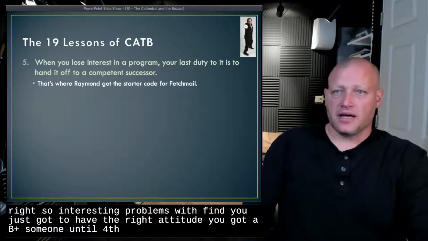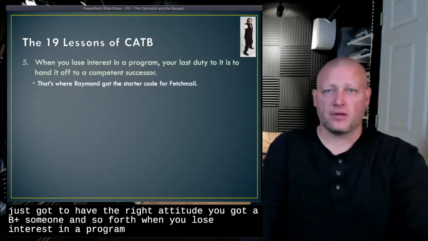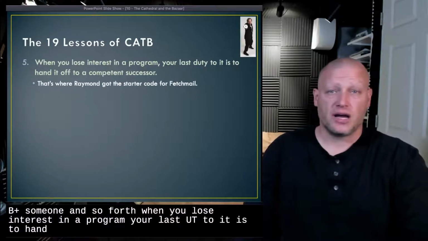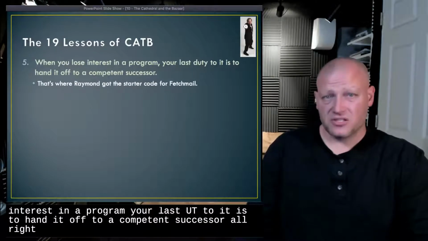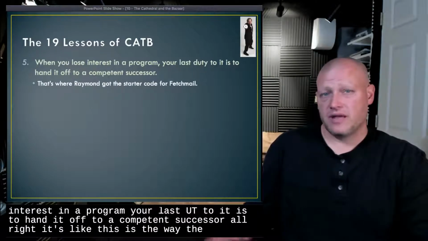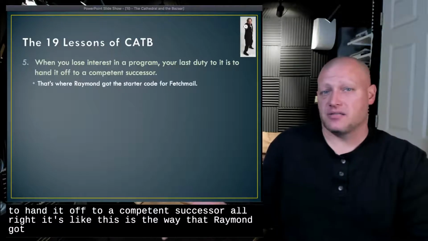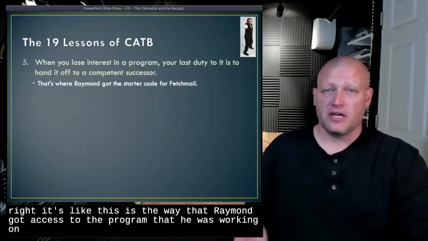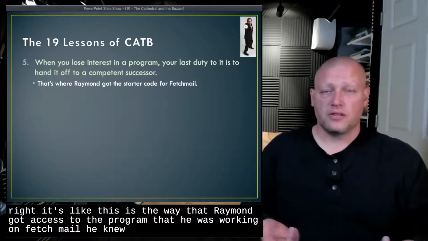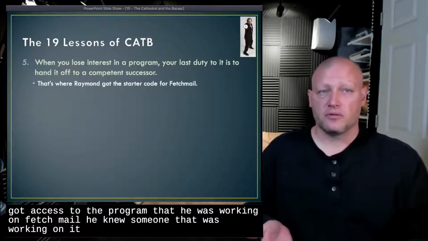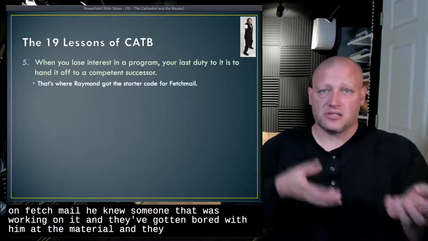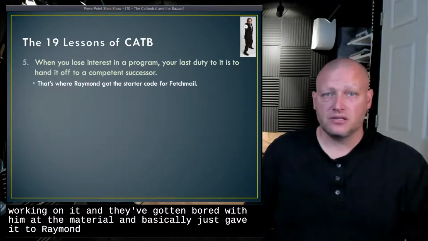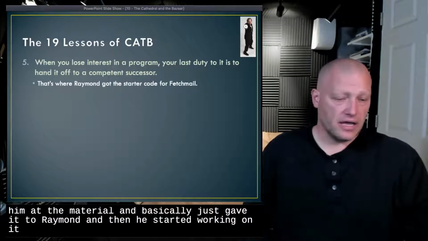Okay, the next lesson. When you lose interest in a program, your last duty to it is to hand it off to a competent successor. In fact, this is the way that Raymond got access to the program he was working on, FetchMail. He knew someone who was working on it, and they had gotten bored with the material, and basically just gave it to Raymond, and he started working on it.